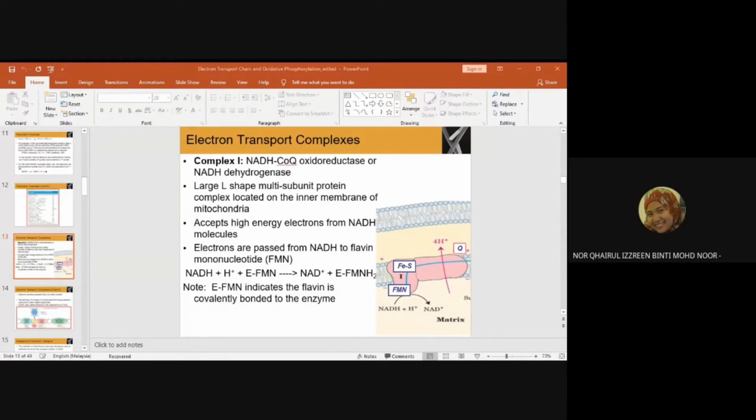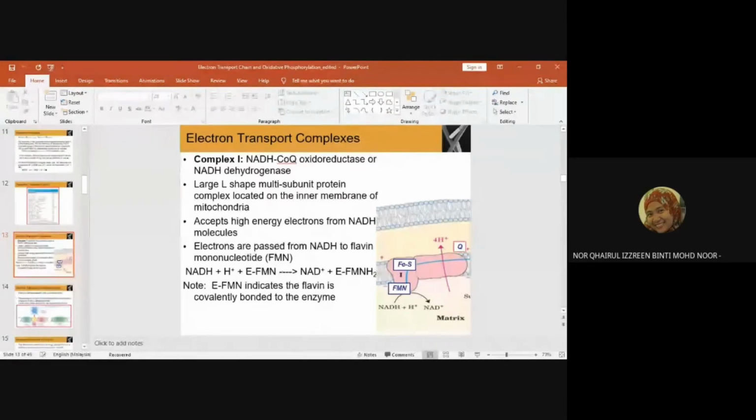So if I teach you this, because when we move to the complex, when I explain about all those complexes, I need to show you the reaction.